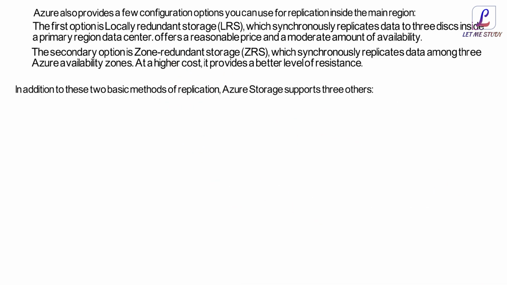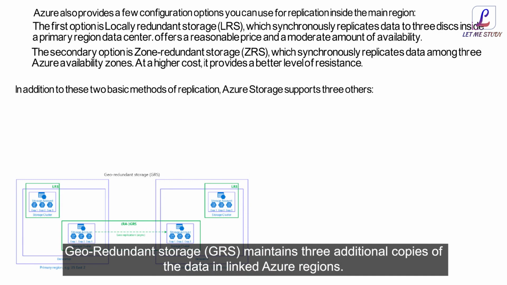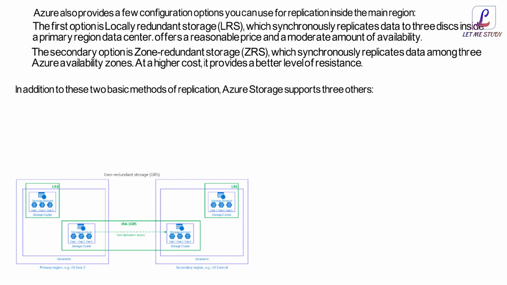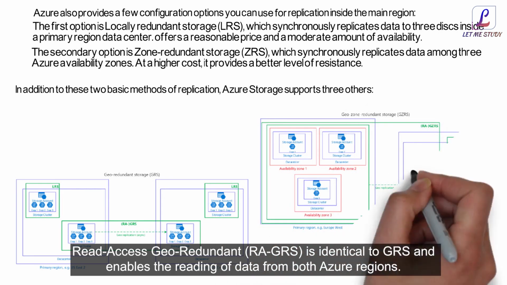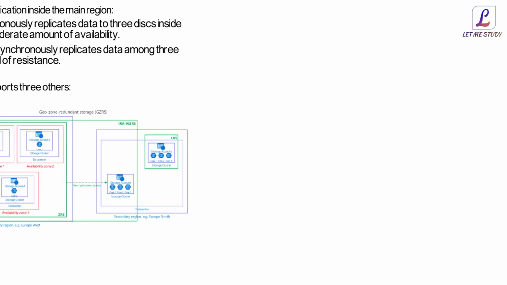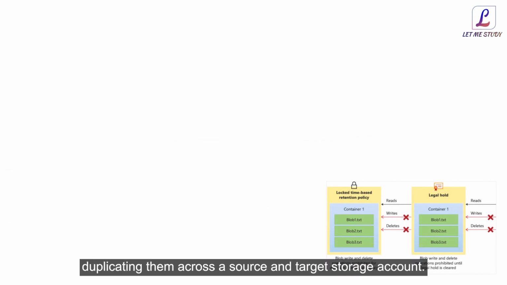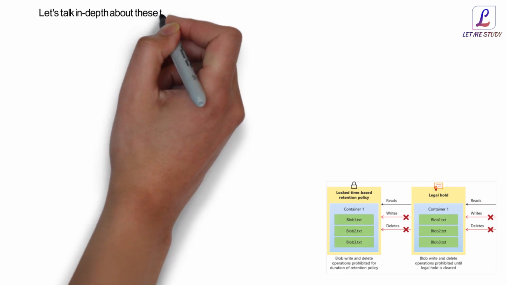In addition to these two basic methods of replication, Azure Storage supports three others. Geo-redundant storage (GRS) maintains three additional copies of the data in linked Azure regions. Read Access Geo-redundant storage (RA-GRS) is identical to GRS and enables the reading of data from both Azure regions. Object replication for blob storage is a unique form of replication used specially for blobs, duplicating them across a source and target storage account. Let's talk in depth about these types.